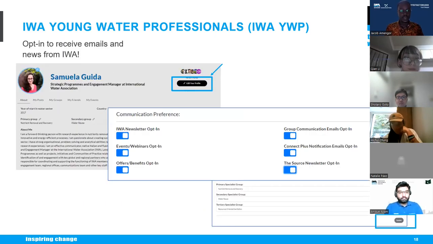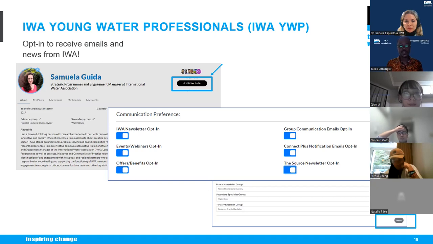Yes, so for you to be able to have the best experience on Connect Plus, when you go to your profile, you go to edit your profile, then you would have to switch on these opt-ins so that you can receive the notification of what is going on on the platform. Without that, you'll be in the dark as to the kind of interaction or engagement that is going on within the platform. So make sure that you go to your profile, you update your profile, you switch on all these notifications or opt-ins so that you can receive all the information that is going on on the platform in real time.